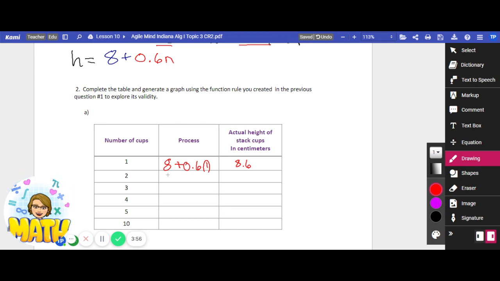But what if I have 2 cups? Well, then I'd still have just the base, which was 8 centimeters, and each rim was 6/10 of a centimeter, but now I have 2 of those. So I have to multiply that by 2. And when I work that out, my total height would become 9 2/10 centimeters. If there's 3 cups, we would do the one base, which was 8, plus the 6/10 centimeter for the rim, but now I'd have 3 of them. So I would have a total height of 10 4/10 centimeters. I would like you to try to complete the next 3 rows on your own.